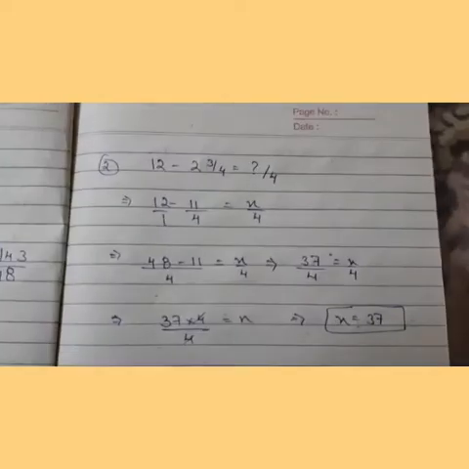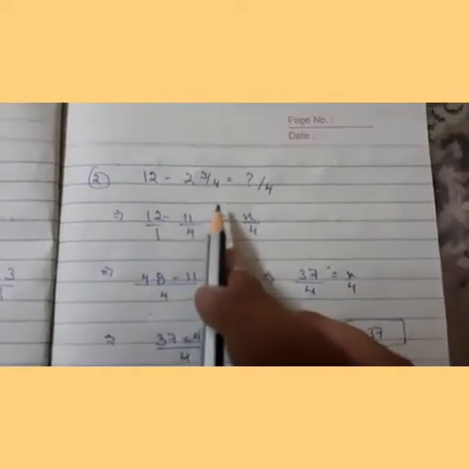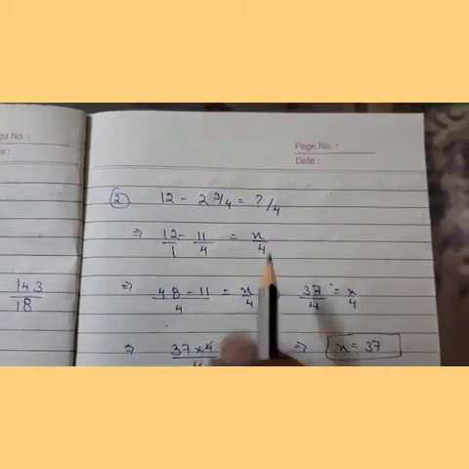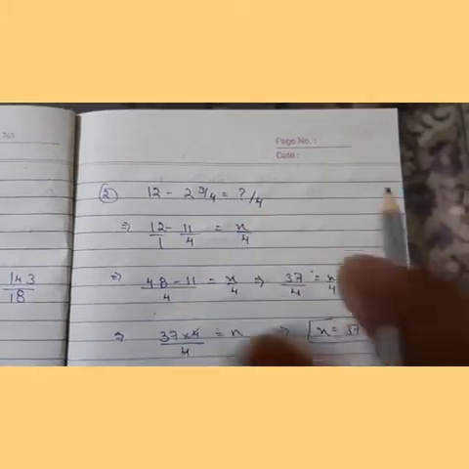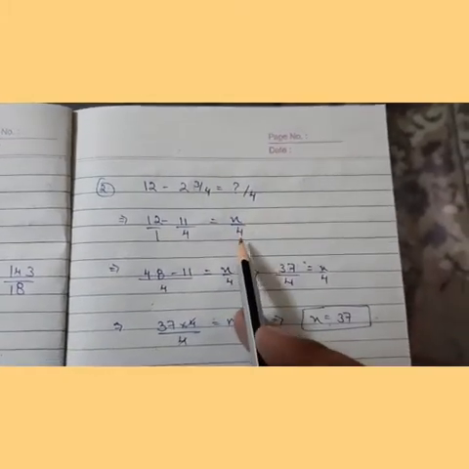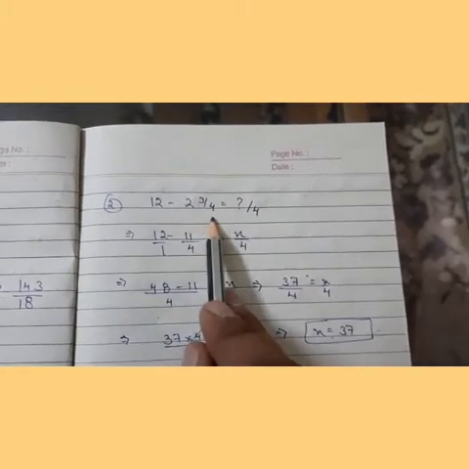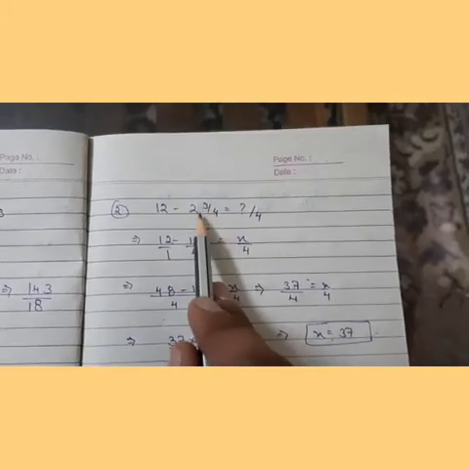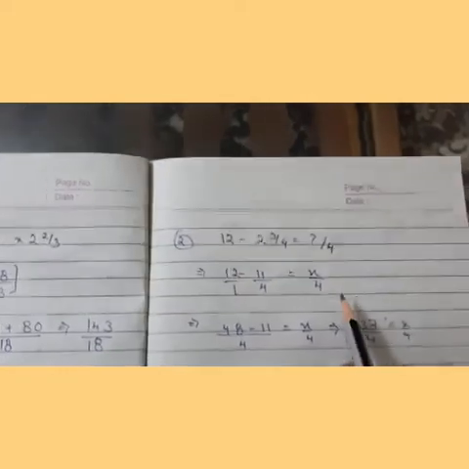Let's see question number 2. It is given: 12 minus 2 whole number 3 upon 4 is equal to question mark upon 4. This question is just making you confused. It's a very simple question. Instead of the question mark, write x upon 4. The solution will go like this: let the question mark equal x. So 12 upon 1 minus, 4 into 2 is 8 plus 3 is 11, that is 11 by 4, equal to x upon 4.